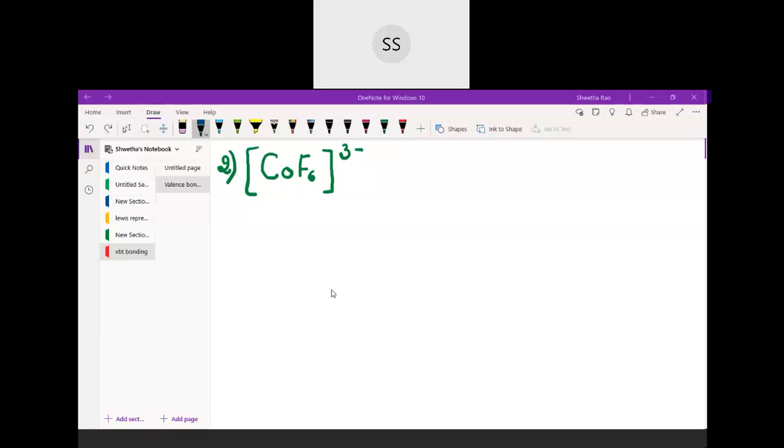Yes, so we will start with the second example. You can see a molecule I've written here. The complex has been written here. Okay, can you name this particular complex, everyone? Students, can you all name this? CoF6 3 minus.